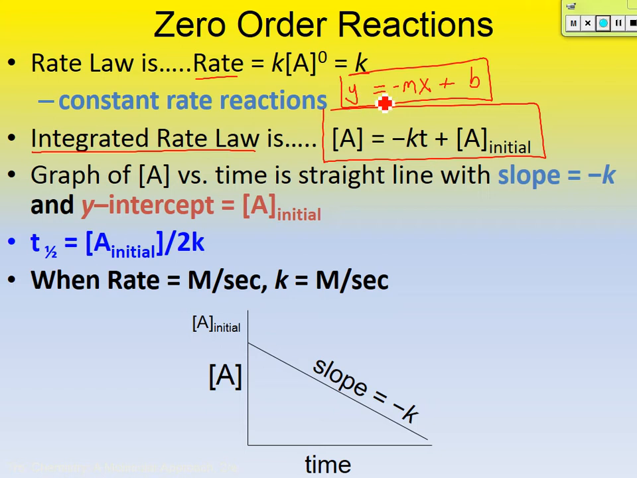But this is the y value is equal to minus m. What is m, guys? Slope. And what is b? That's your y-intercept. So when we have this integrated rate law, this is going to be the y value on the graph is equal to the minus k. The minus k is our slope. On our x-axis, we're not calling it x, we're going to call it time. So it's got t right there. Plus, the initial concentration of A is going to be our y-intercept, or where it crosses the y-axis.